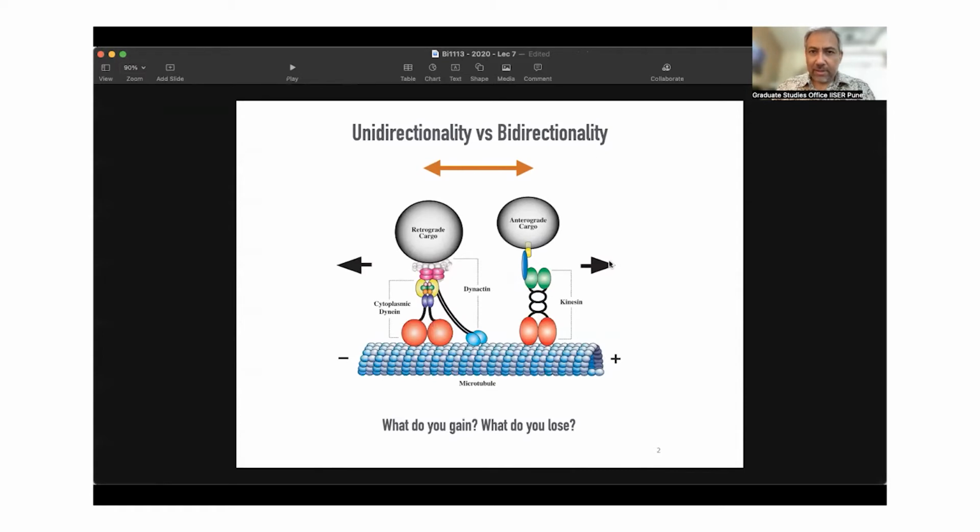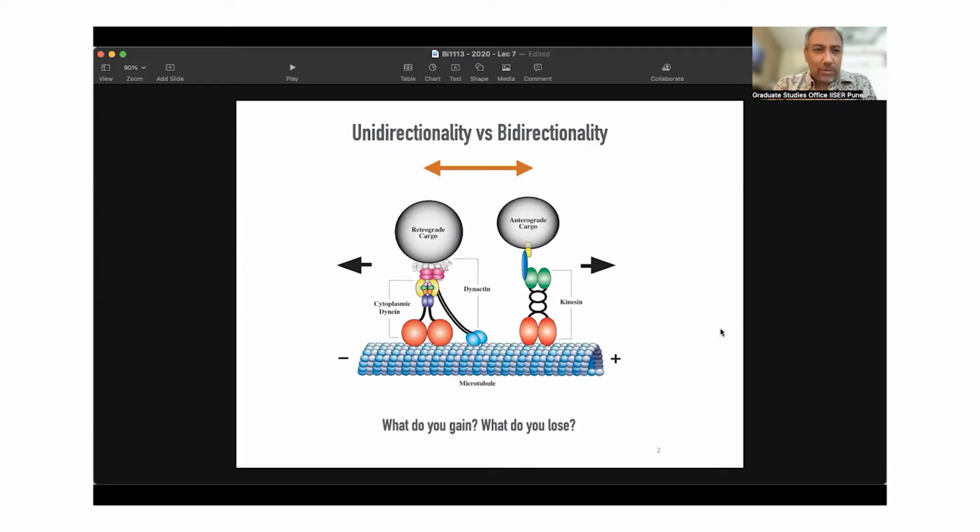One sec. Sarthak, yes, please go ahead. So bidirectionality would consume more energy as compared to unidirectionality. Why? Because it would require more coordination between the molecules to decide where they want to go. They will walk. All energy is required only to make a step.